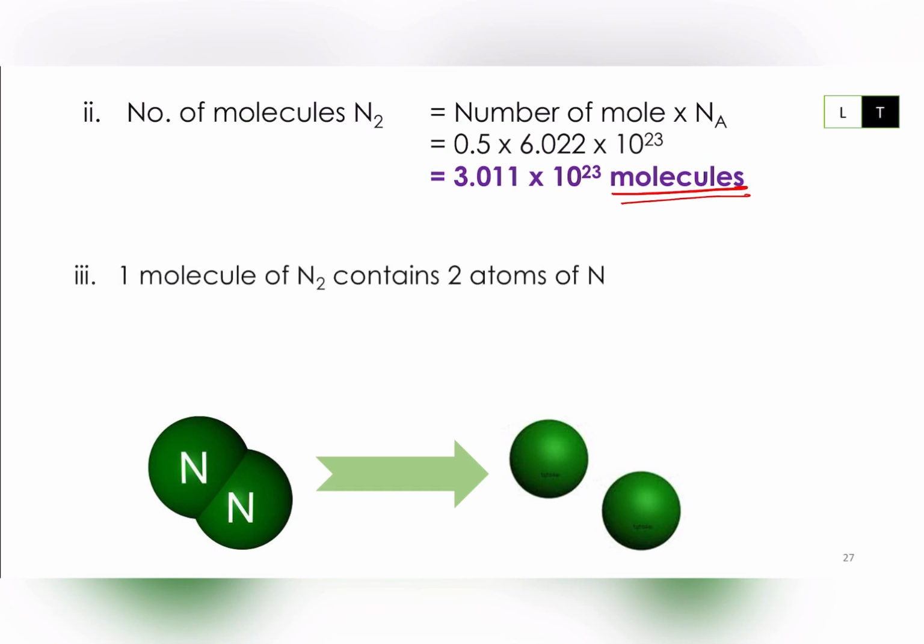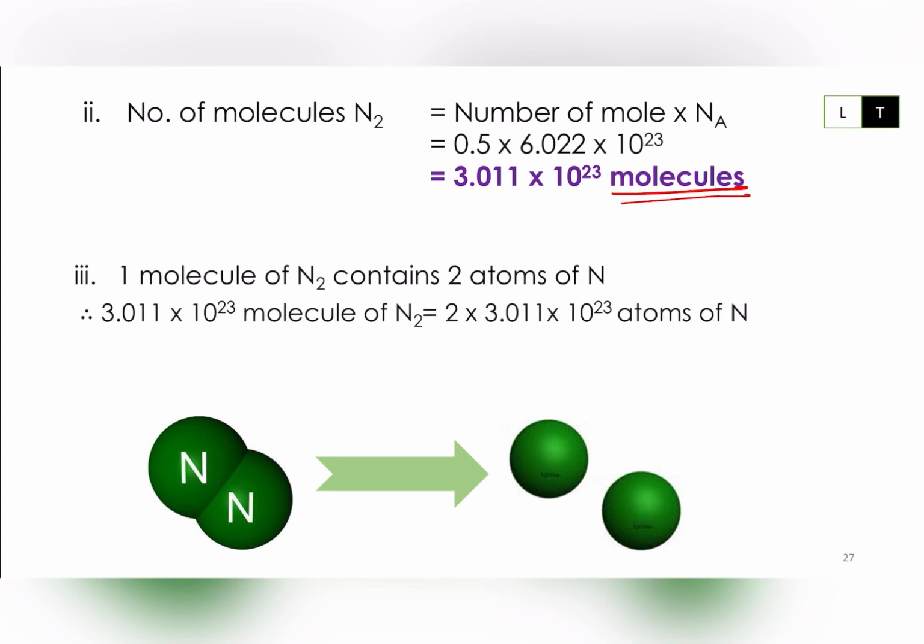Let's go to the 3rd Roman. You have to calculate the number of atoms. You got here 1 molecule of nitrogen which contains 2 atoms of nitrogen. So, in order for you to calculate that, you rearrange the formula to find out the number of atoms, where you will have 6.022 exponent 23 atoms.